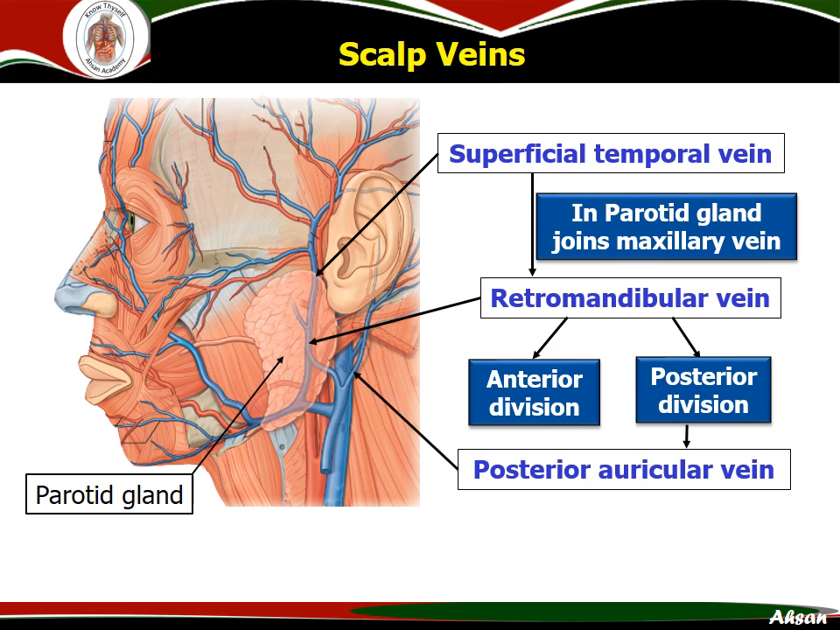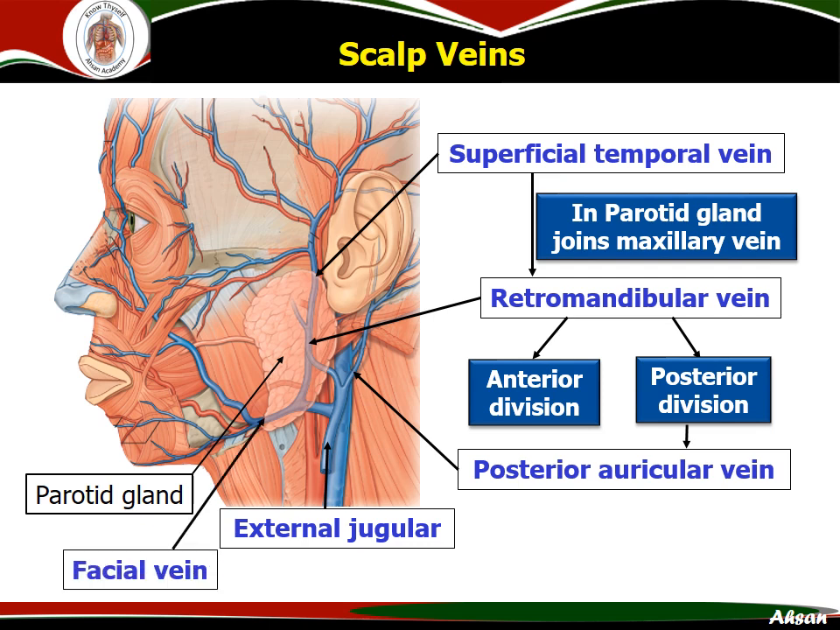This posterior division, you can see, unites with the posterior auricular vein to form the external jugular vein, and this external jugular vein descends. See the facial vein, which is a continuation of the angular vein, unites with the anterior division of the retromandibular vein, and this common vein enters the internal jugular vein, which is visible in the figure.